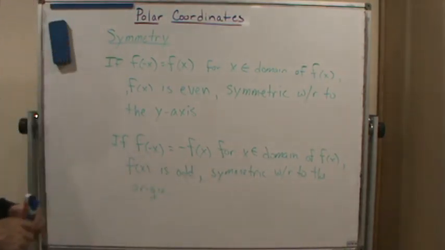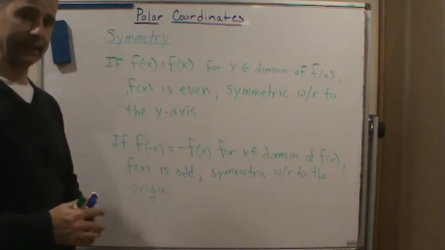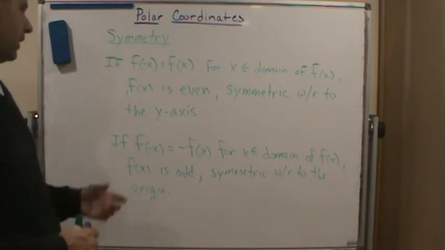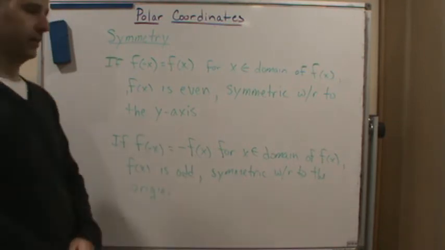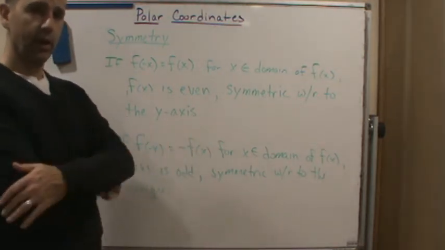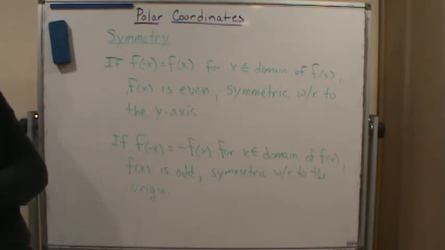Okay, which means you can rotate the graph of the function 180 degrees and you'll get the exact same graph. Just like being even, which means that it's symmetric with respect to the y-axis, means that you can flip it across the y-axis and you get the exact same graph. So if you're thinking graphically, that's what's going on here.